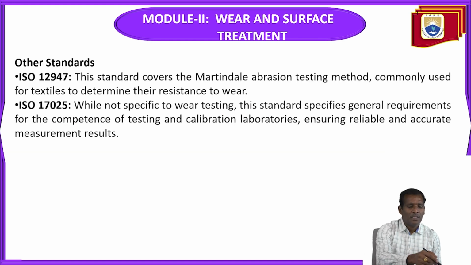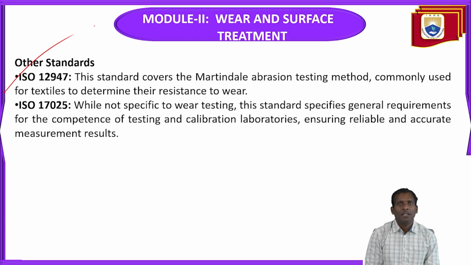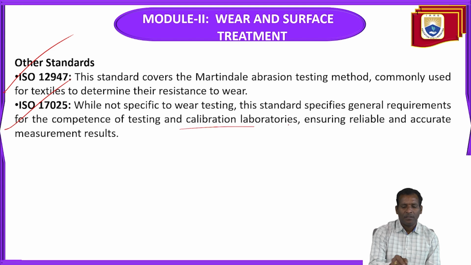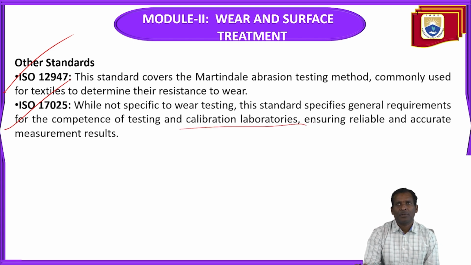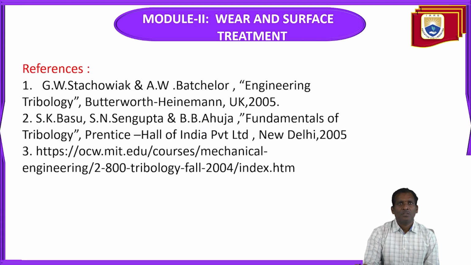Other standards are there: ISO 12947 and ISO 17025. ISO 12947 is commonly used for textiles to determine their resistance to wear. ISO 17025 is not specific to wear testing, but specifies general requirements for the competence of testing and calibration laboratories, ensuring reliable and accurate measurement results. So these are the references I have taken for this model question paper answers.